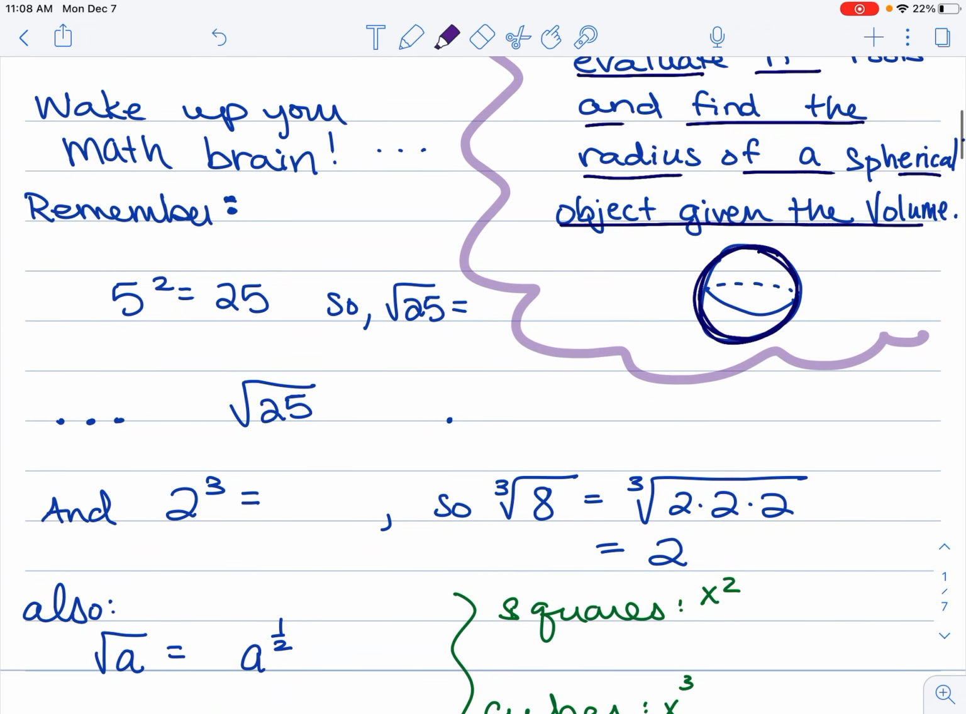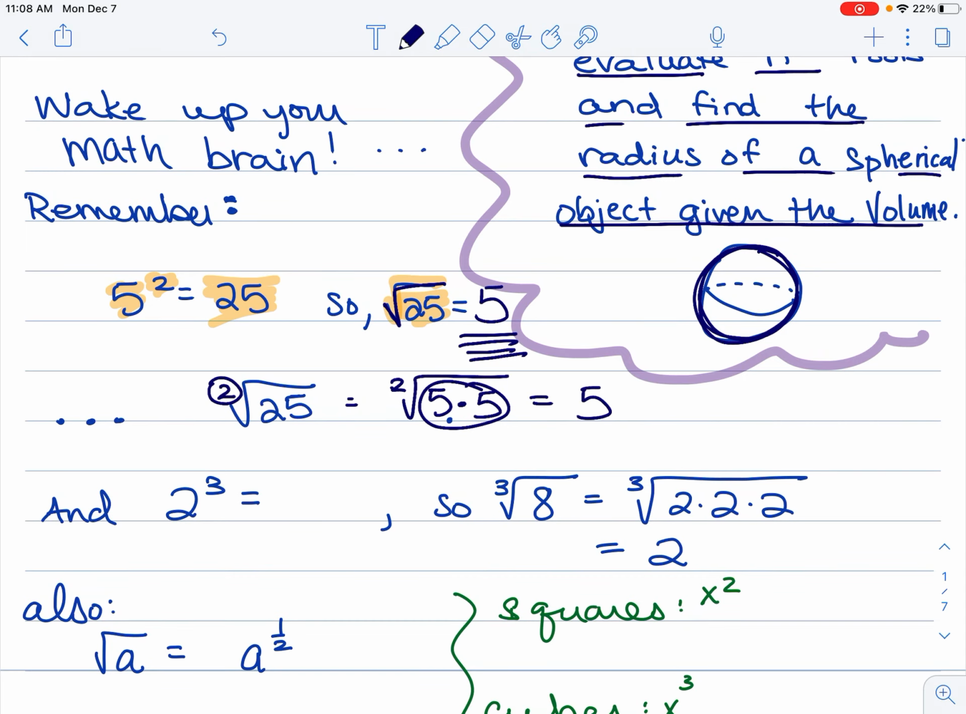Okay, so really quick, let's go ahead and wake up your math brain. Remember, 5 squared is 25. So the root of 25 is 5. Also, remember when you've got this root, there's this invisible 2 here, which tells you I'm looking for 2 groups of the same number. So when I've got the second root or the square root of 25, that's like saying 5 times 5. So the reason why the root of 25 is 5 is because there's 2 5s in this square root, so that becomes a 5, okay?